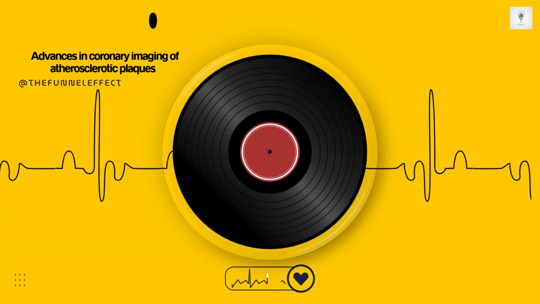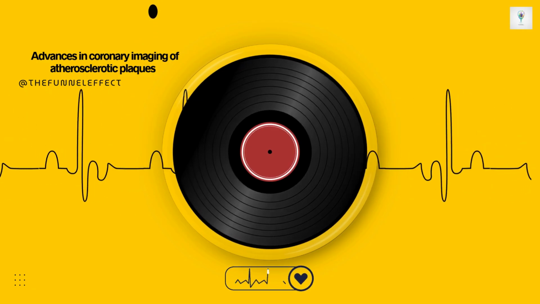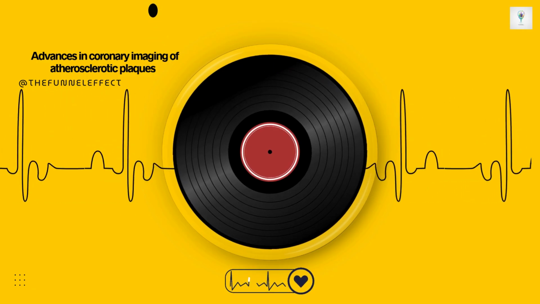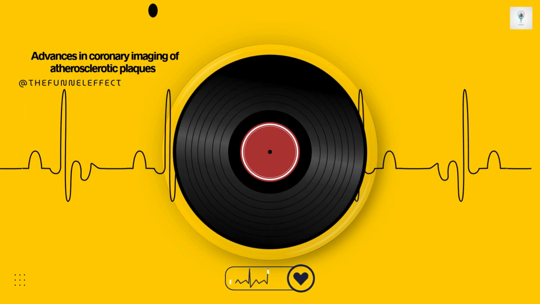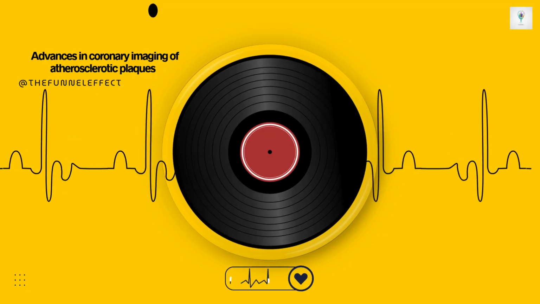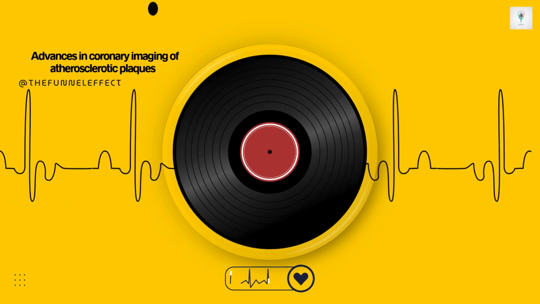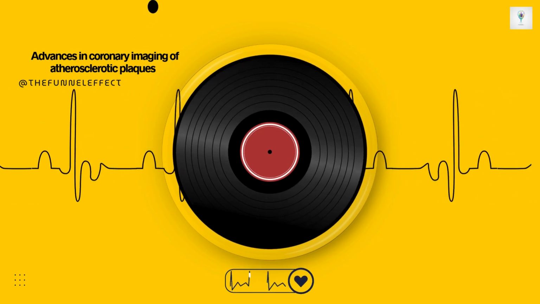But the source material immediately flags its limitations, especially for what we're focused on today, characterizing vulnerability, the dangerous stuff. Precisely. Because CCTA gives you a wide-angle snapshot, not a high-res zoom-in. Its resolution, while good, just can't compete with the invasive techniques when you need microscopic detail about the plaque's composition.